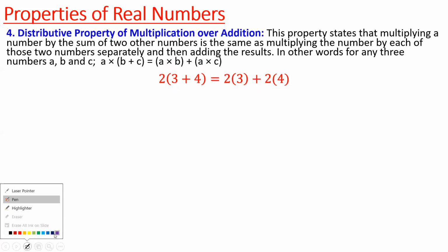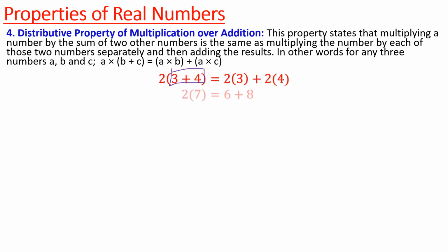The first thing that we're gonna do is add the 3 and the 4. When we add 3 plus 4, what do we get? We get 7. And then we want to multiply 2 times 7. What is 2 times 7? That's going to be 14. Very good. So if we add the two numbers first, then multiply it by 2, we get 14.